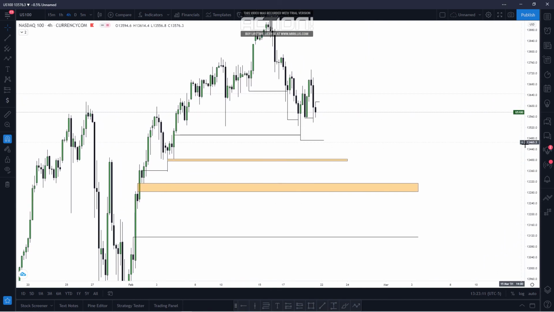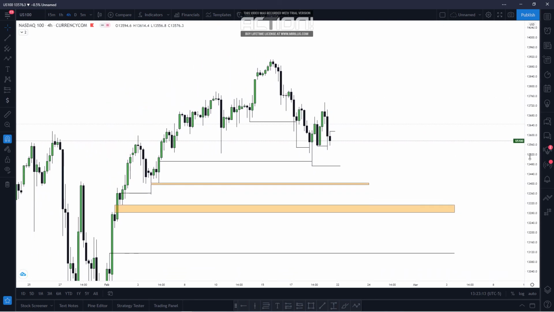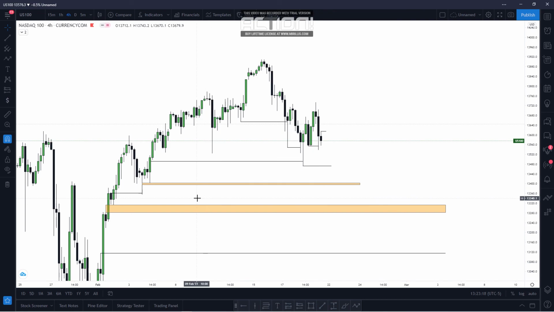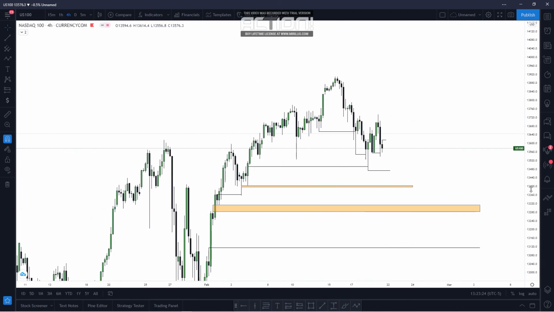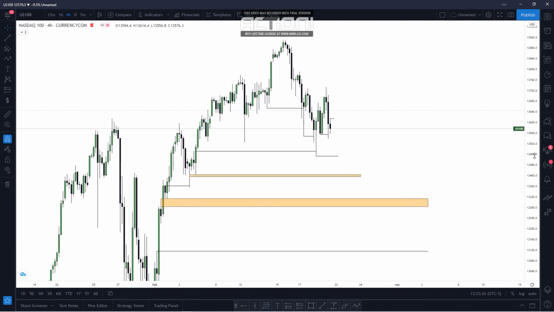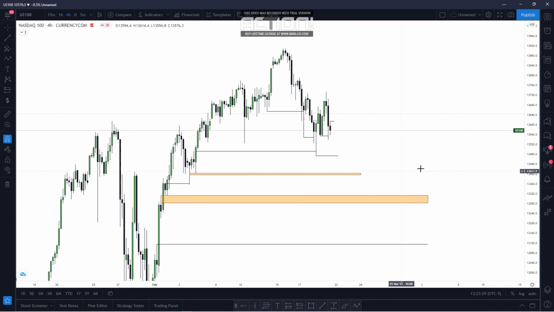I don't think I'm missing anything. No, I don't think so. But I'll be eyeing these levels. So that's just my plan for the week and what I'll be looking for.